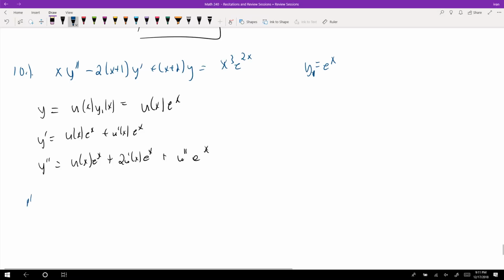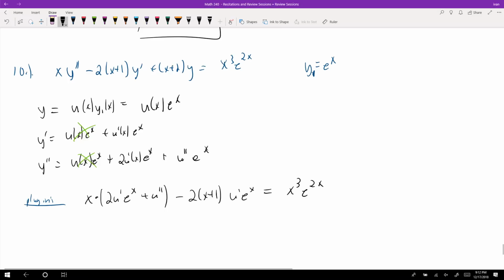Okay, now I want to plug in. So remember the reduction of order shortcut, which was drop the u terms. So you have x times y double prime. We ignore this guy, and then this is 2u prime e to the x, I'm dropping the parentheses of x's now, plus u double prime. And now you have minus (2x plus 1) y prime. Again, we ignore that guy, and this is then just u prime e to the x. And then we ignore the whole y term, we just don't care about that y term. And so this is equal to x cubed e to the 2x.